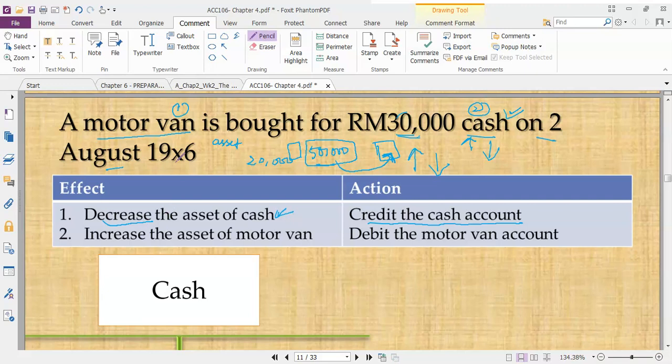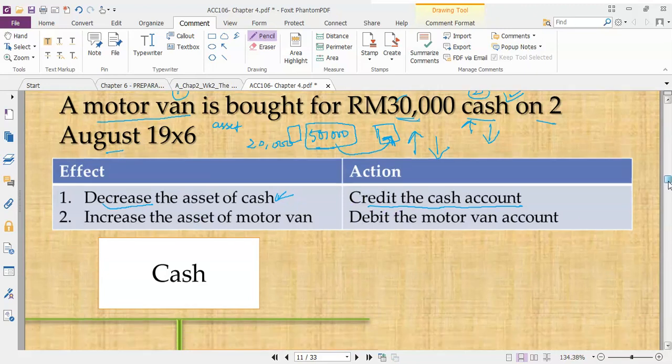But for our motor van, before this we don't have a motor van in our business. If you buy a motor van, that means our asset of motor van is increasing or decreasing? Increase, of course. Increase the asset of motor van. So when our asset is increased, the action must be to debit the motor van account.